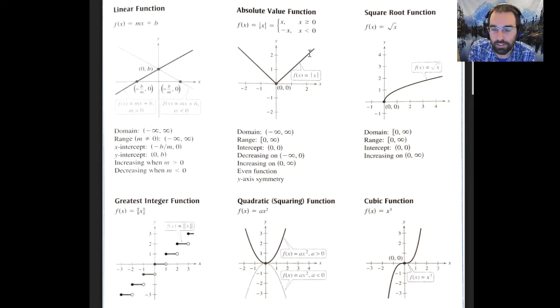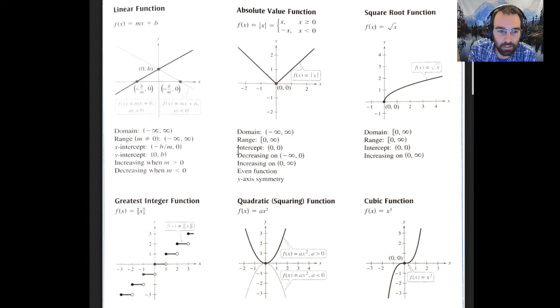Remember a really annoying thing that your book does? You see how there's no arrows at the end of any of these functions? They chose not to do arrows. If a function doesn't continue forever, like down here in the greatest integer function, they put a dot. If there's not a dot at the end, you can assume that it goes on forever. That's a really important thing you need to know.